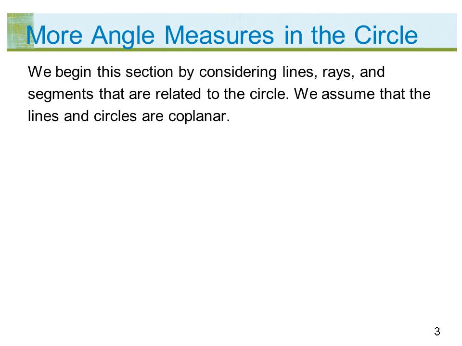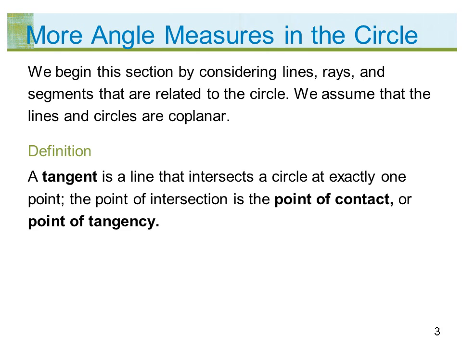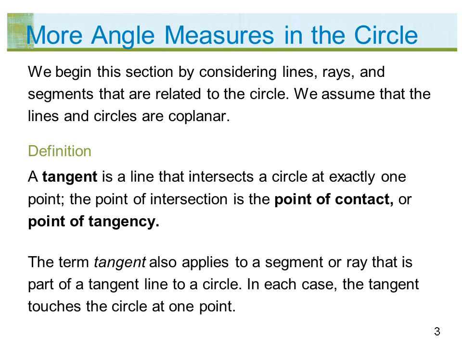We begin this section by considering lines, rays, and segments that are related to the circle. We assume that the lines and circles are coplanar. Definition: a tangent is a line that intersects a circle at exactly one point. The point of intersection is the point of contact, or point of tangency. The term tangent also applies to a segment or ray that is part of a tangent line to a circle. In each case, the tangent touches the circle at one point.